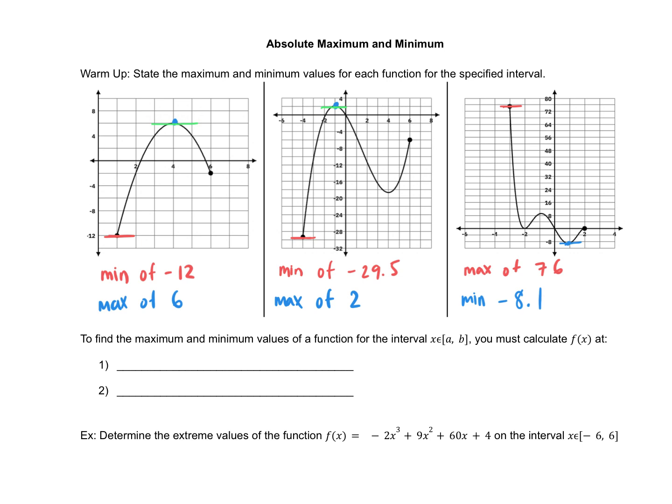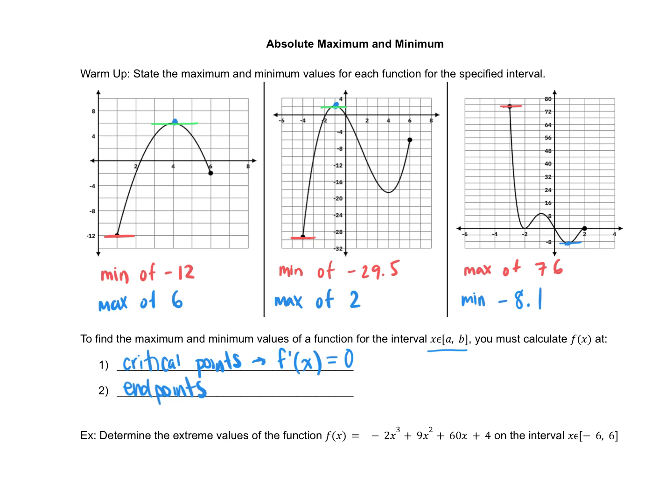So when we're trying to find the max or min values of a function for a specific interval, let's say x is between a and b, we have to calculate f of x at two different places. First, at our critical points. Our critical points are where our derivative is equal to 0. So that's where our tangent lines are horizontal. So for example, here, here, here, those are all critical points. But we also need to test f of x at the endpoints.